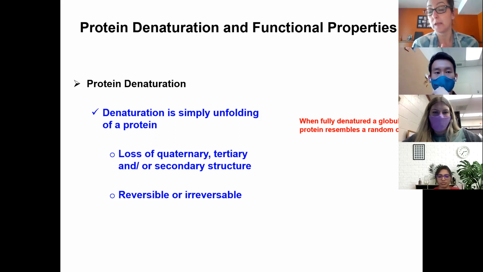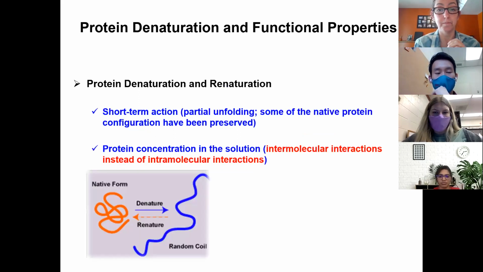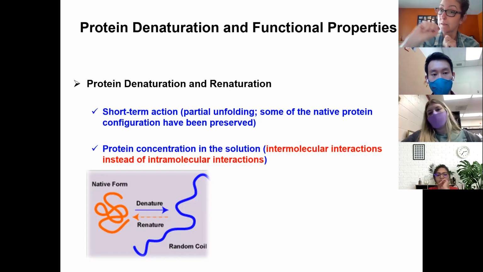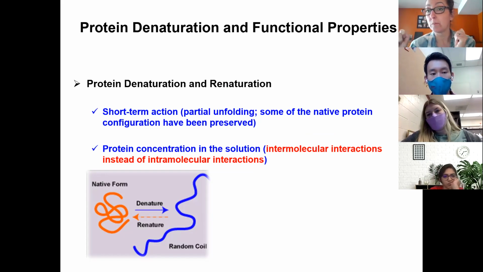Then there is reversible and irreversible denaturation. So, short-term action. Usually I bring a little elastic band to class with me. If you take an elastic band and just stretch it once and release it, it just goes back to its form. But if you keep playing with it, expanding it and applying pressure for a long period of time, then it will become a little bit looser. So it won't be reversible anymore.